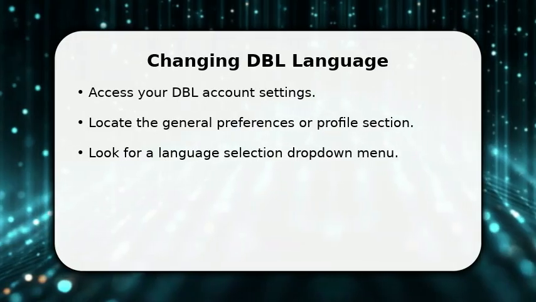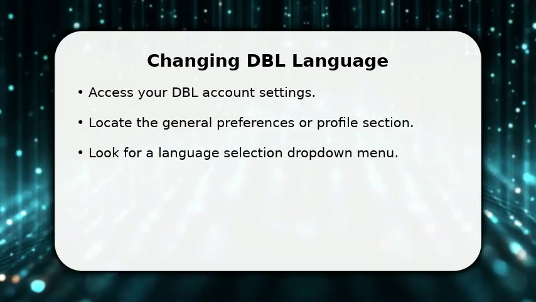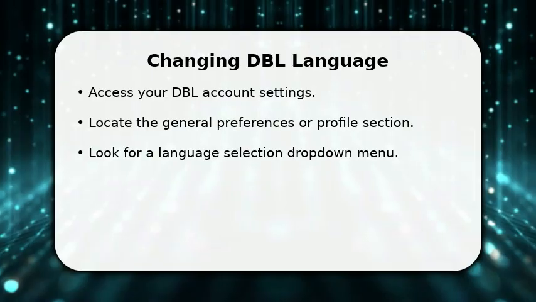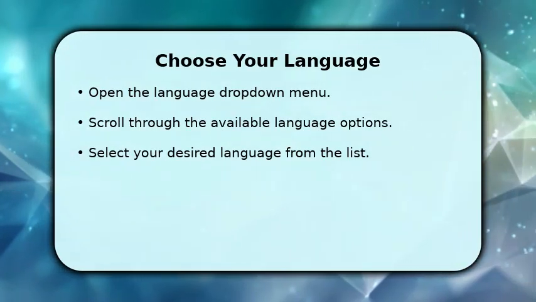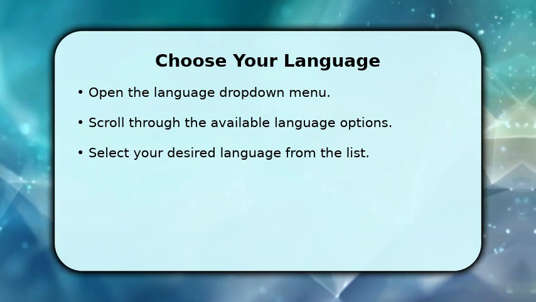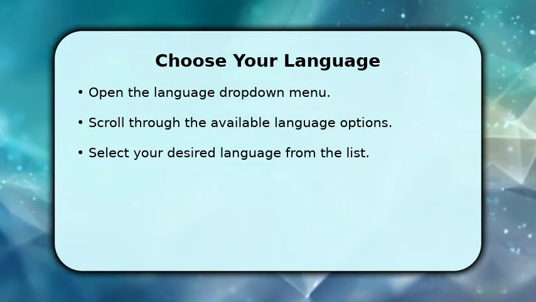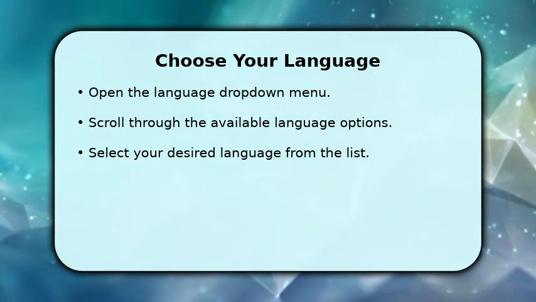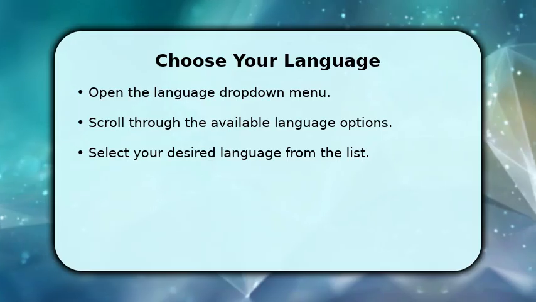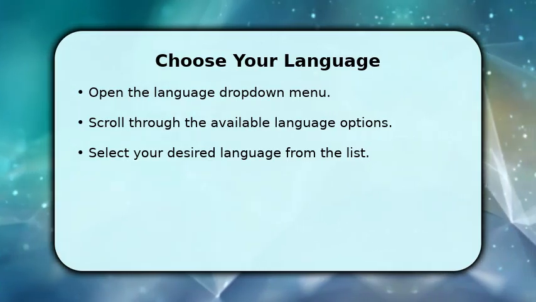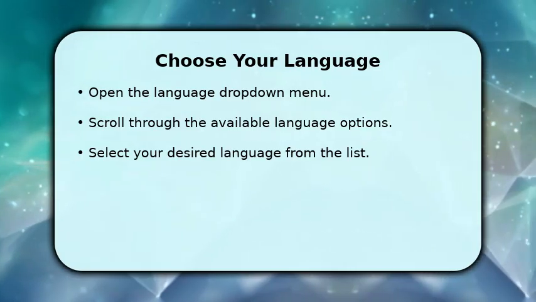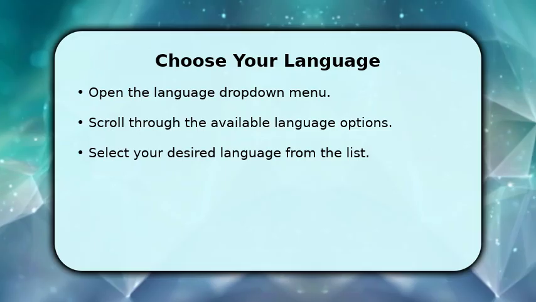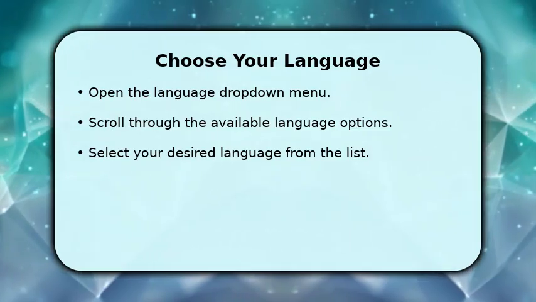From there, you will find options to manage your account preferences and personal details. After accessing your preferences, you should see a section dedicated to language settings. Click on the drop-down menu, which usually displays the current language. A list of available languages will appear. Carefully review the options and choose the language you wish to use for your DBL interface. This selection will change how all text is displayed.